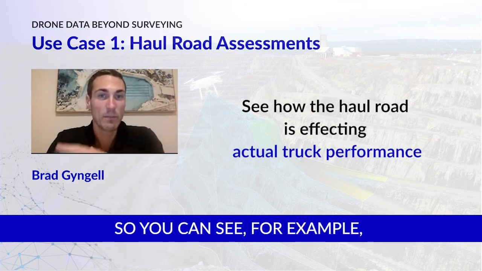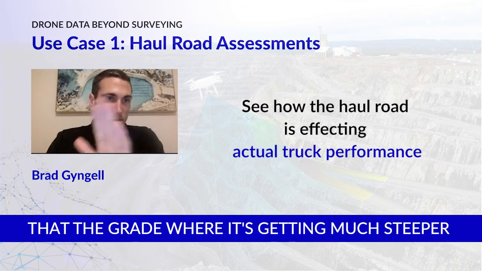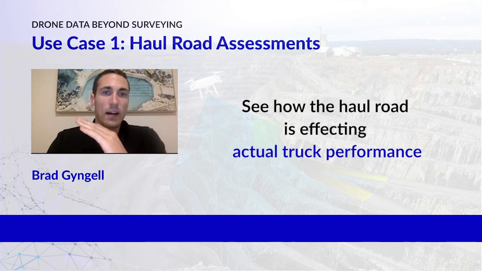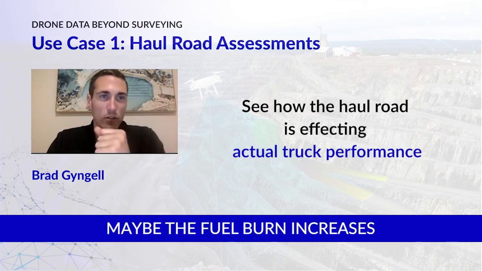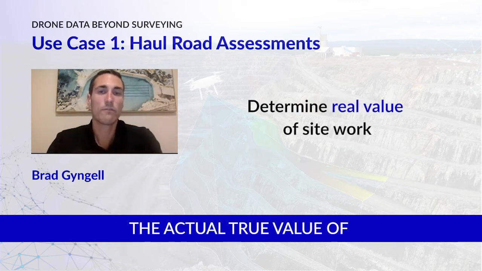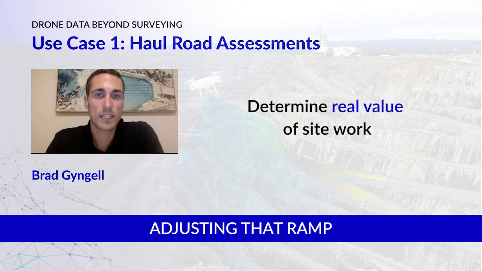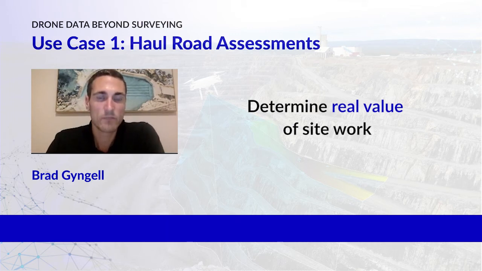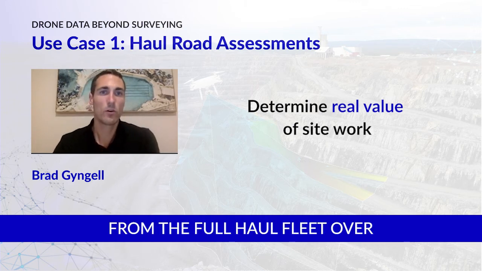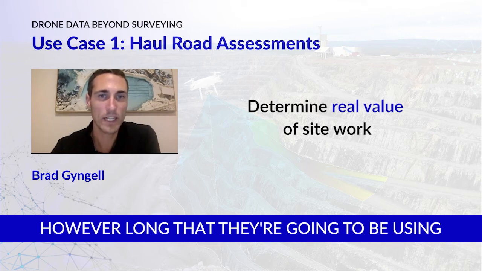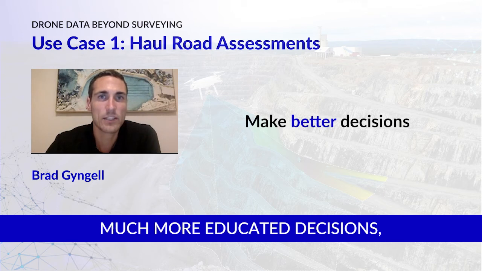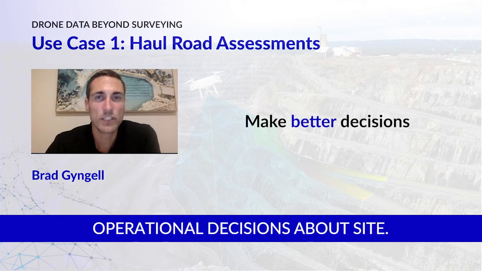So you can see, for example, that the grade, where it's getting much steeper. Once the grade gets over 15%, for example, maybe the fuel burn increases a lot more, and we can work out the actual true value of adjusting that ramp when we take into consideration the fuel that we're going to save from the full haul fleet over however long they're going to be using that ramp. So in this way, it allows us to make much more educated operational decisions about site.